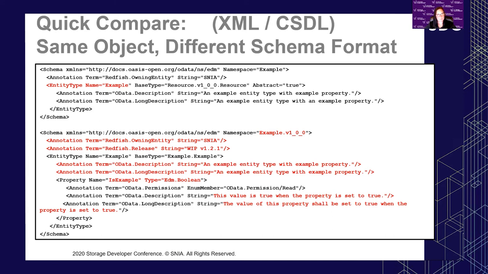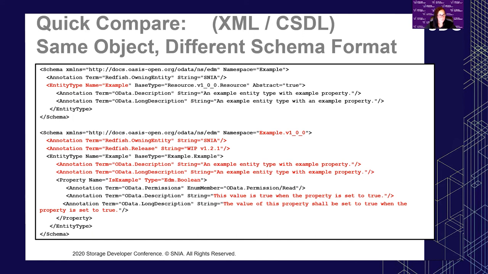And then we have a couple of annotations specific to that version. Then we have some additional descriptions, long descriptions that are standard. Then we have one property. It's named of type Boolean. I didn't highlight this one here, which I should have, which is it's read only. And then it's also got a description and long description. So, a handful of things to look for.